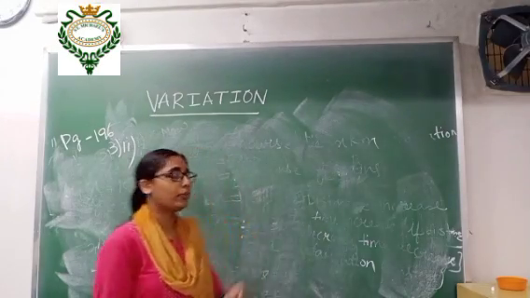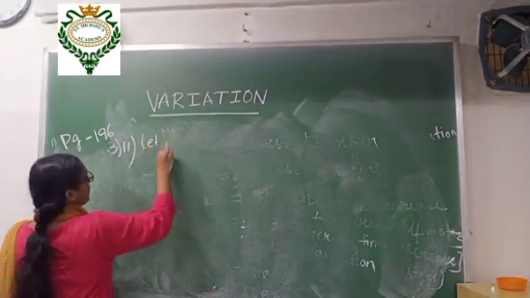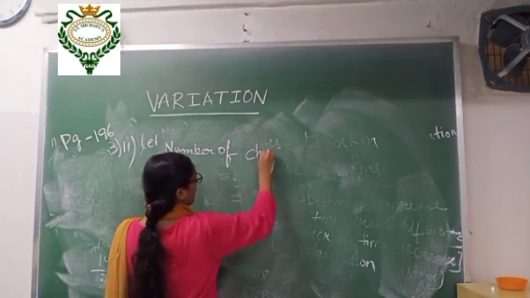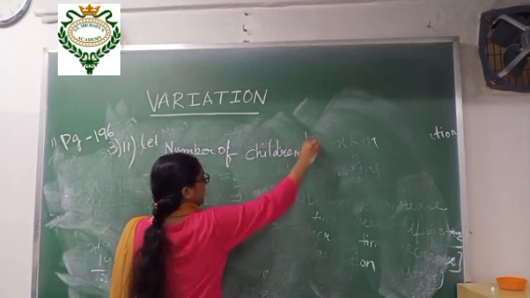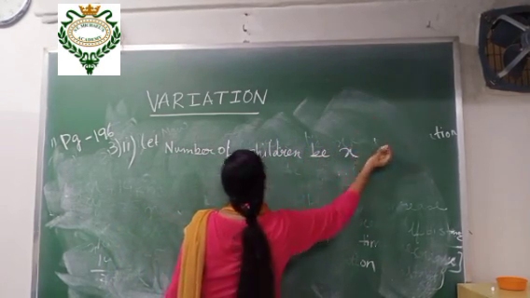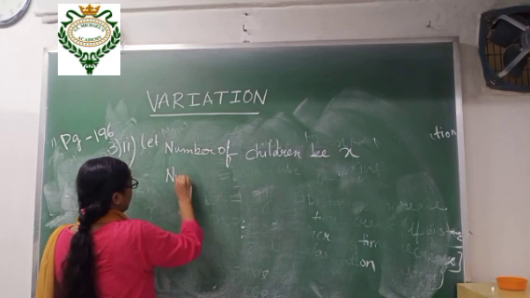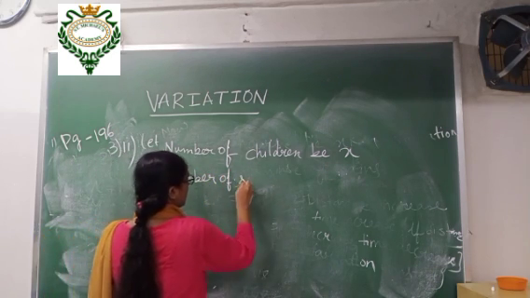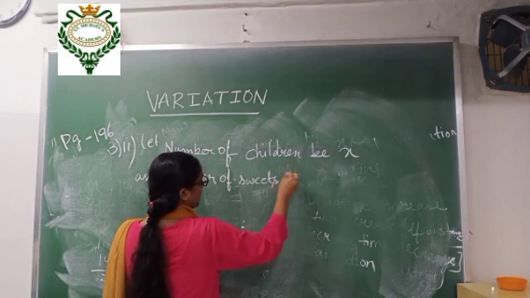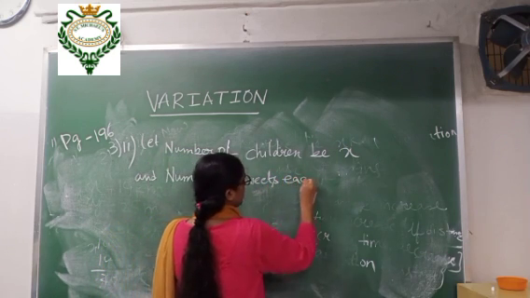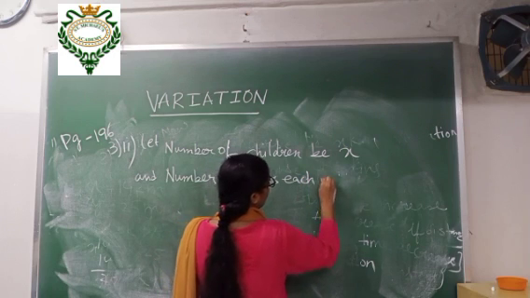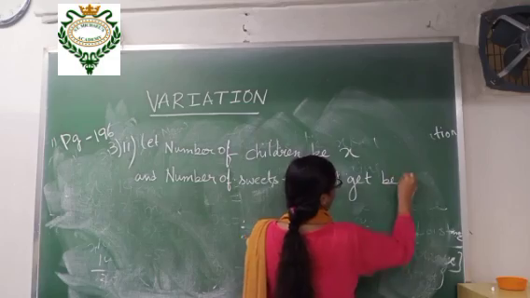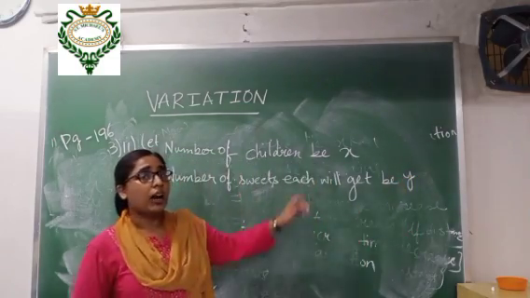So what you will do first, you have to let number of children be x and number of sweets each will get be y. Okay. Now after that, what you have to do?